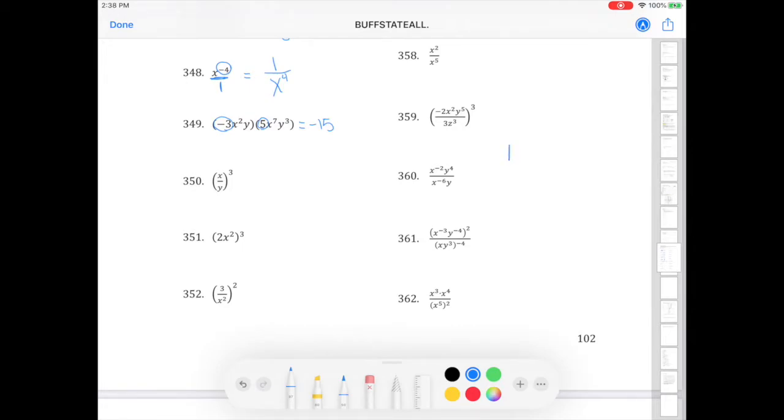Now I apply the exponent rules. X squared times x to the 7th. I add those exponents together and I get x to the 9th. And then y to the 1st times y to the 3rd. 1 plus 3 is y to the 4th.